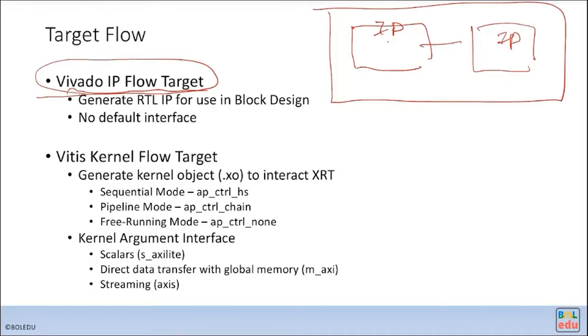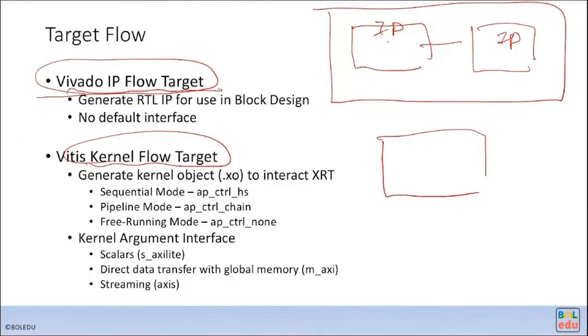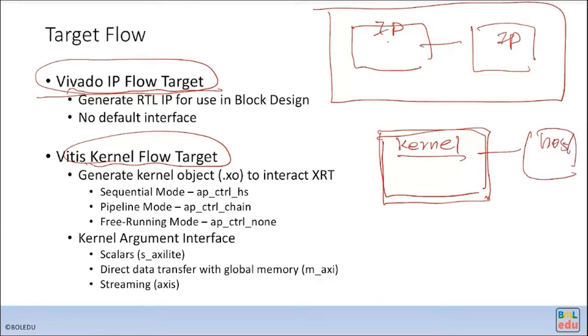Another flow is the kernel flow. The kernel flow can talk to the host program. So this is the kernel, and there are two aspects. One is the kernel as a block: how do you control the operation of this kernel? Normally it's controlled from the host program, which generates the kernel object to interact with XRT. XRT is the driver running on the host side.